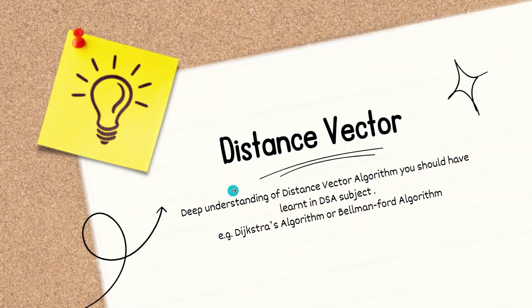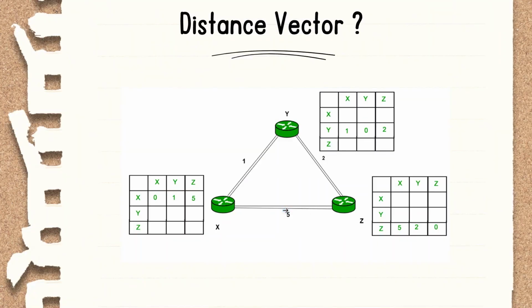Okay, so distance vector algorithm. The deep understanding of the distance vector algorithm that you might have got inside the subject called DSA, if you are a computer engineer, because that stands for data structures and algorithms, and you have got this overview of distance vector. So basically, you might have heard these terms like Dijkstra's algorithm or Bellman-Ford algorithm. So these two algorithms use distance vector. So let me explain the basic working of the distance vector algorithm.